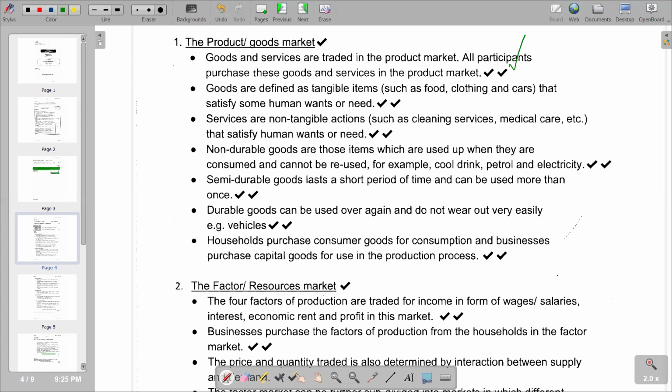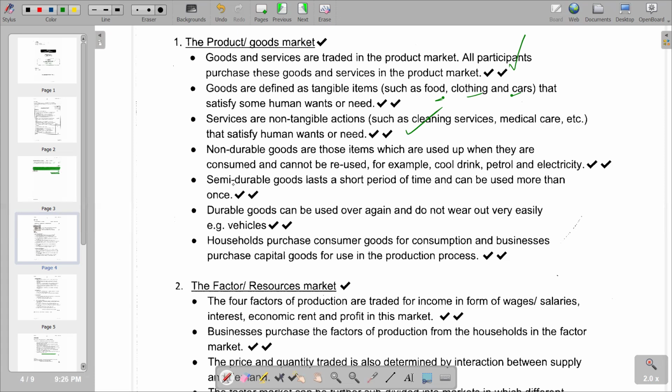Then the second point: goods are defined as tangible items such as food, clothing and cars that satisfy some human wants or needs. So we have a classification of goods, whereby we have tangible and non-tangible goods. For tangible, examples are food, clothing and cars. We also have services, which are intangible actions or goods such as clinic services and medical care, that satisfy human wants or needs.